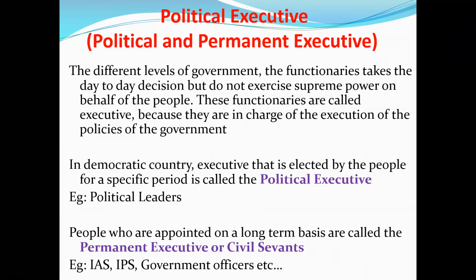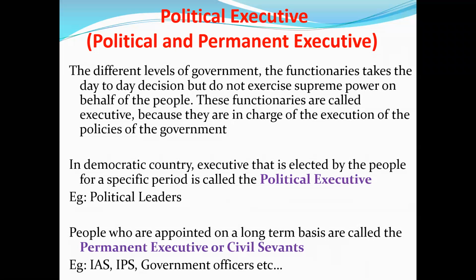In a democratic country, first we should know what happens in a democracy regarding the executive: political and permanent executive. In a democratic country, two categories make up the executive. One is elected by the people for a specified period. We also know that in our country, we elect our representatives. We elect our leaders, and the leaders take decisions on behalf of the people in Parliament and in the state assembly also.